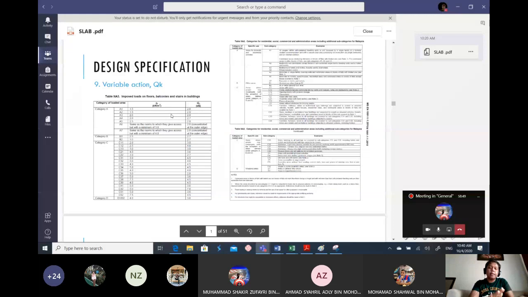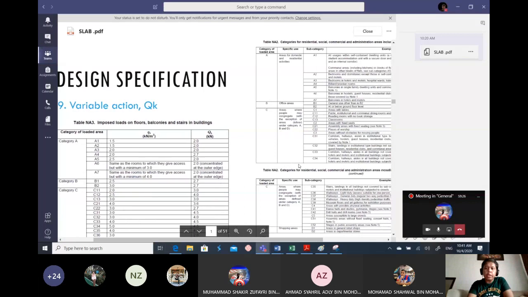Ada certain things yang berbeza dengan implementation of Eurocode based on our country. Sebab that standard is refer to United Kingdom punya region. Okay, ada certain things yang kena follow the Malaysian condition. Okay, so you have to follow this one lah. Okay, kalau macam ni contohnya, okay, kategori A, dia punya QK, dia dah bagi tahu dah. Kategori A is, kita tengok saya besarkan sikit. Okay, ini penting.